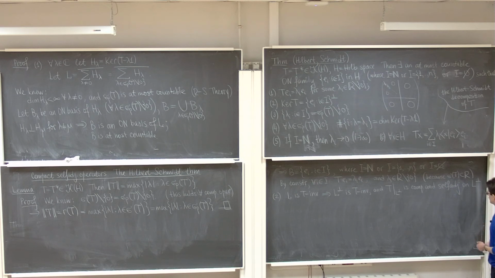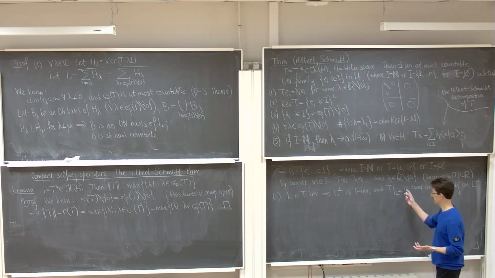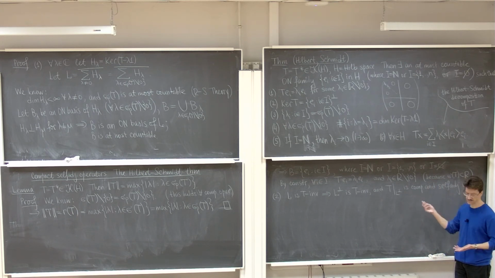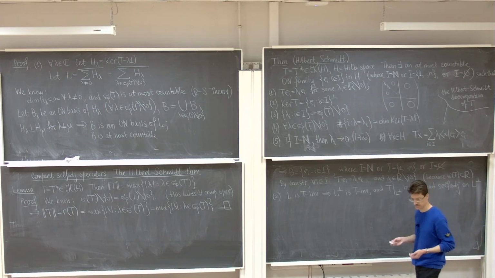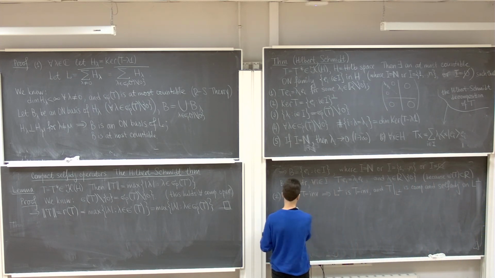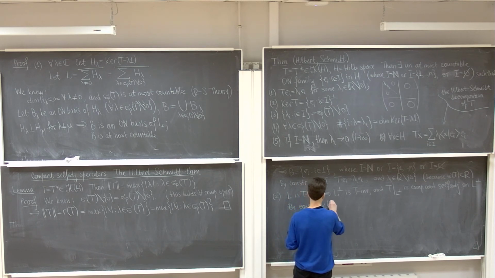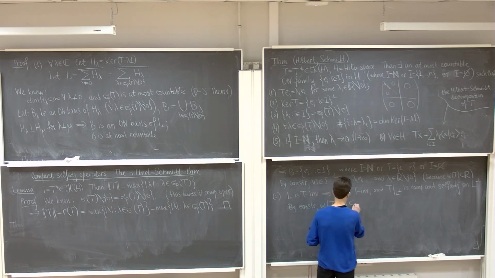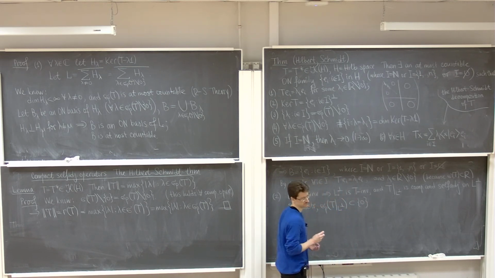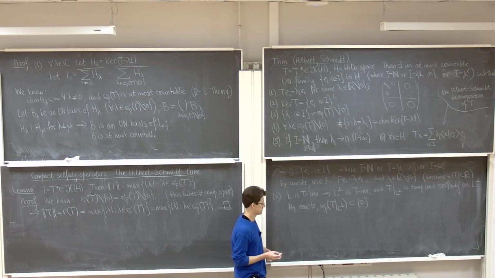But what can we say about the point spectrum of this operator? All eigenvectors of T corresponding to non-zero eigenvalues are in L. So L orthogonal doesn't contain any such eigenvectors. By construction, we see that the point spectrum of T restricted to the orthogonal complement of L is either empty or zero. It doesn't contain non-zero numbers.